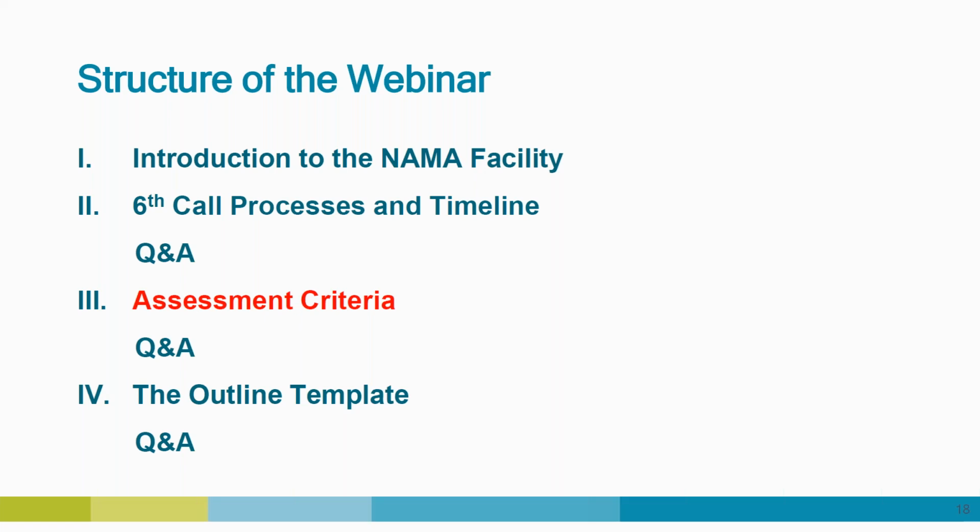Similar to previous calls, once we receive the outlines, we apply a 2-stage assessment process. The first step is an eligibility check with mainly formal criteria. In particular, we draw your attention to the eligibility that applies to the applicant, as already outlined by Jose, as well as to 2 changes introduced in the 6th call.